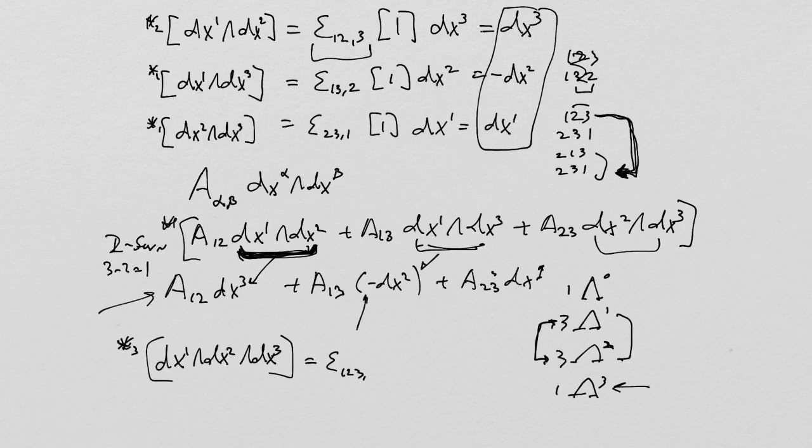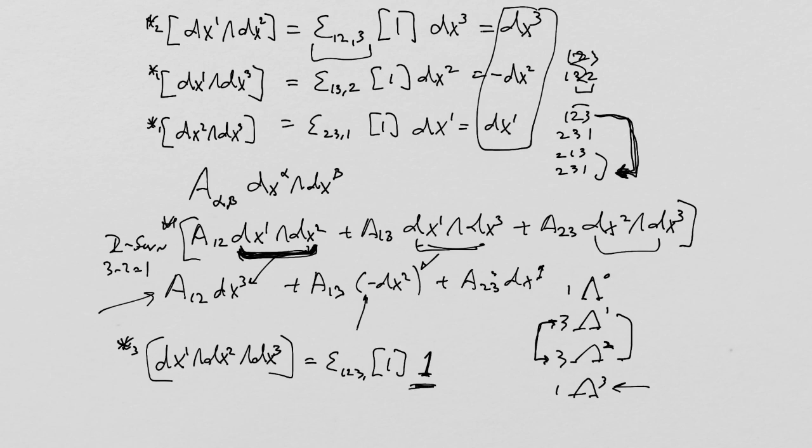I'll put the comma there to show that I at least thought about it. The 1 still comes down. And what's the basis of the 0 forms? It's just the number 1. So the Hodge dual of dx1, 2, 3 is simply 1, right?